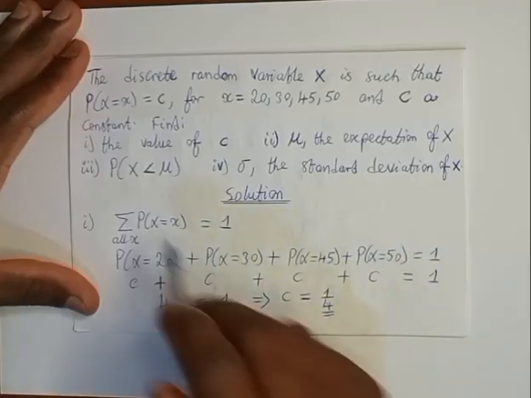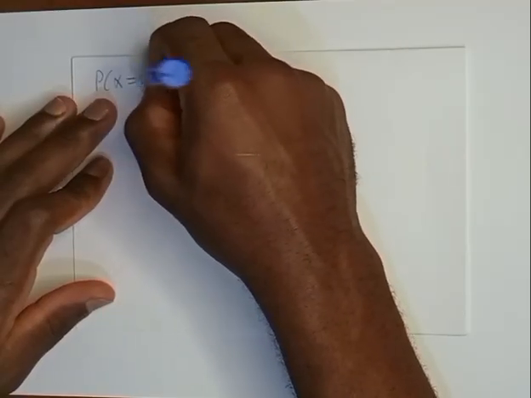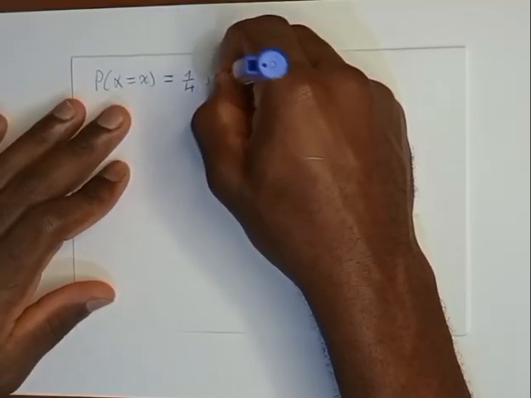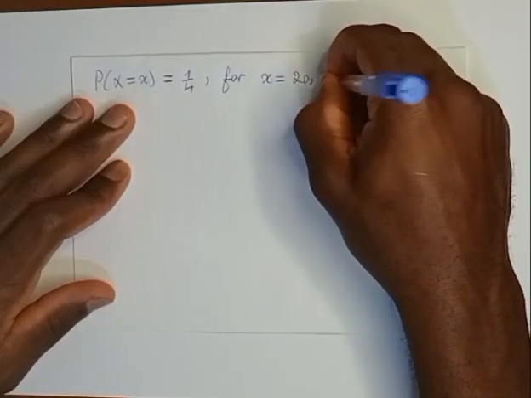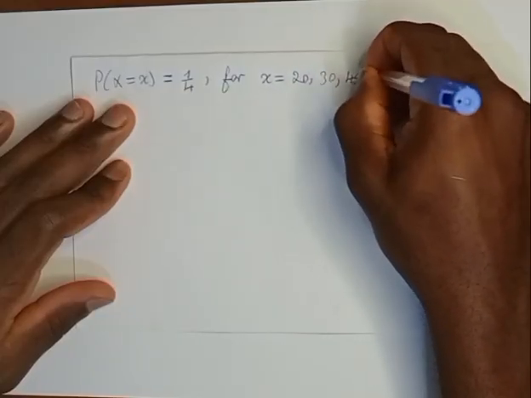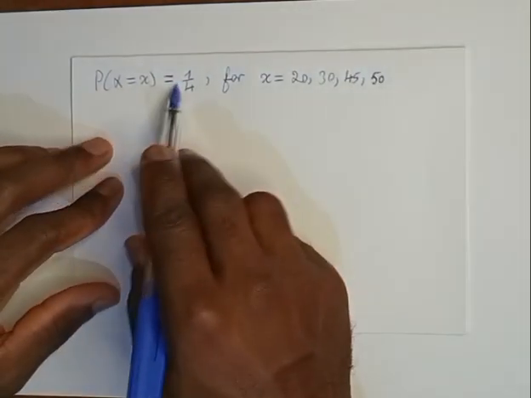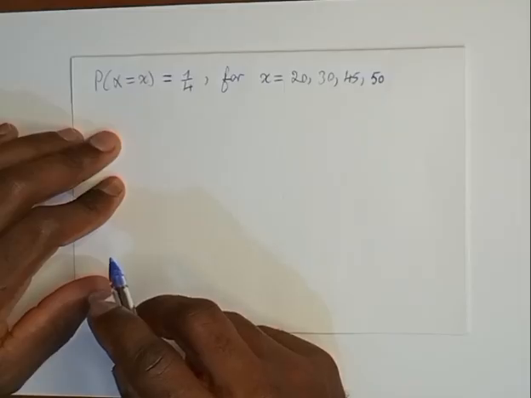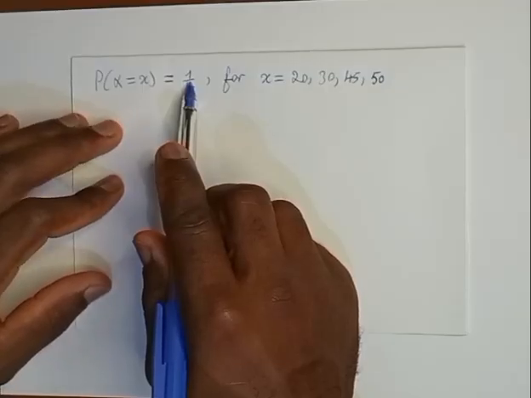Knowing the value of C, we can write down this PDF. Our PDF will simply be P of big X equal to small x equal to 1/4, for small x taking values 20, 30, 45 and 50. You will see that this is the uniform discrete distribution because it has a constant probability.